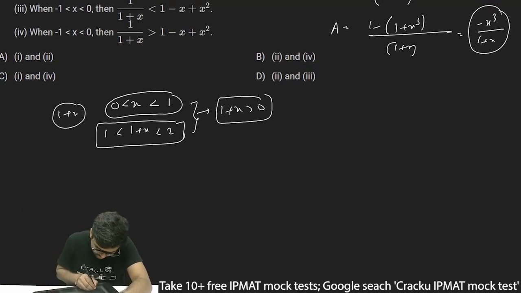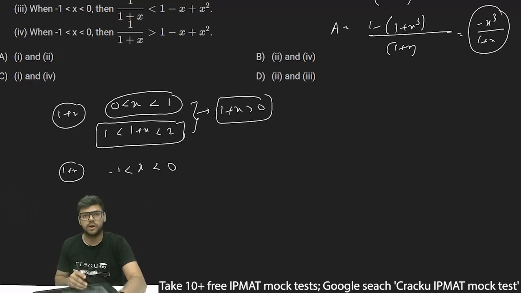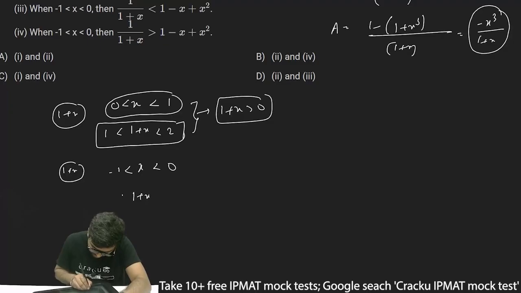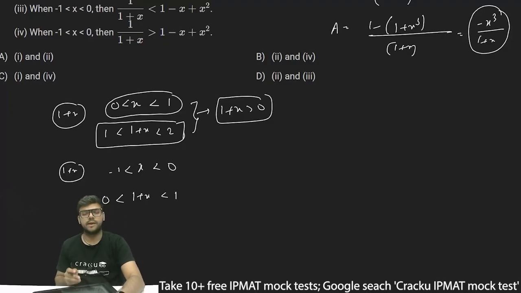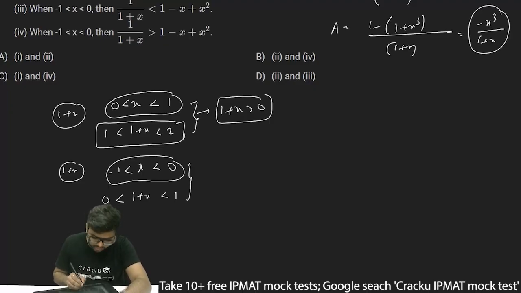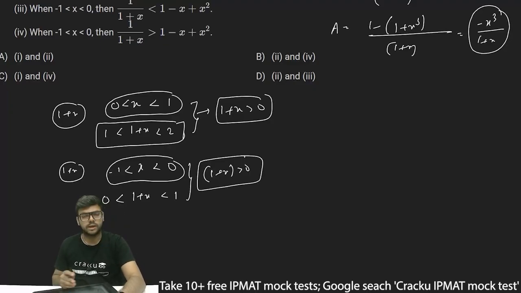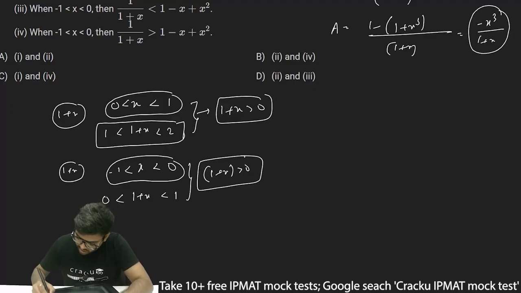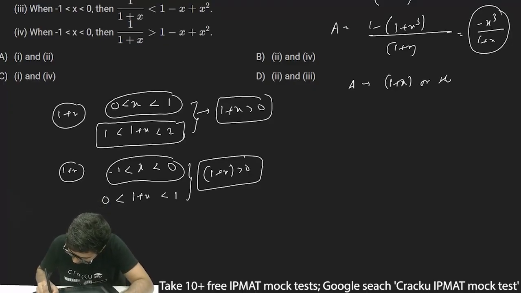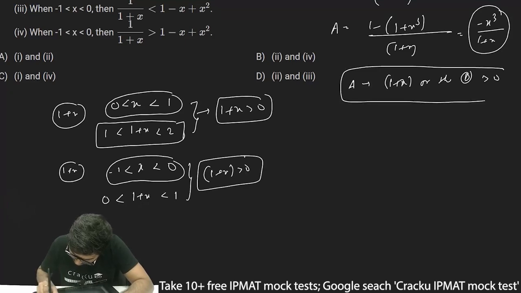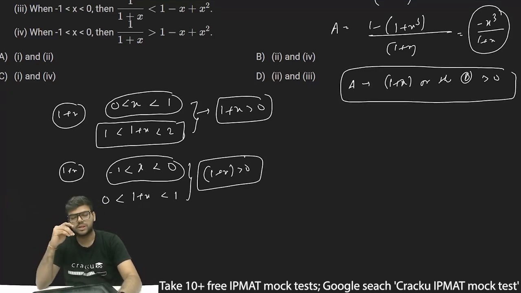Similarly, if I take 1 plus x in the range of x minus 1 to 0, and I add 1, 1 plus x will be 0 to 1. So again in this case, if the range is minus 1 to 0, 1 plus x is greater than 0. If the range is 0 to 1, 1 plus x is again greater than 0. So for a, the denominator 1 plus x is always greater than 0.